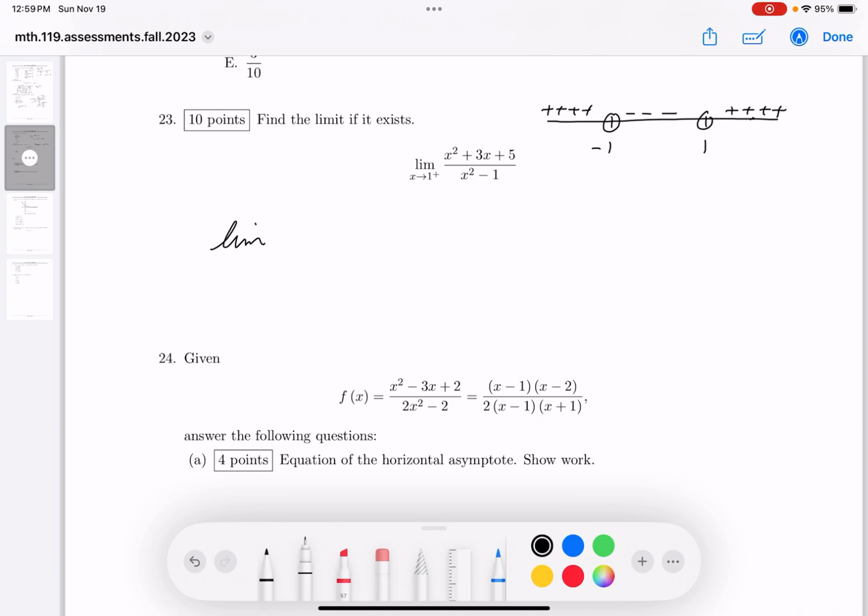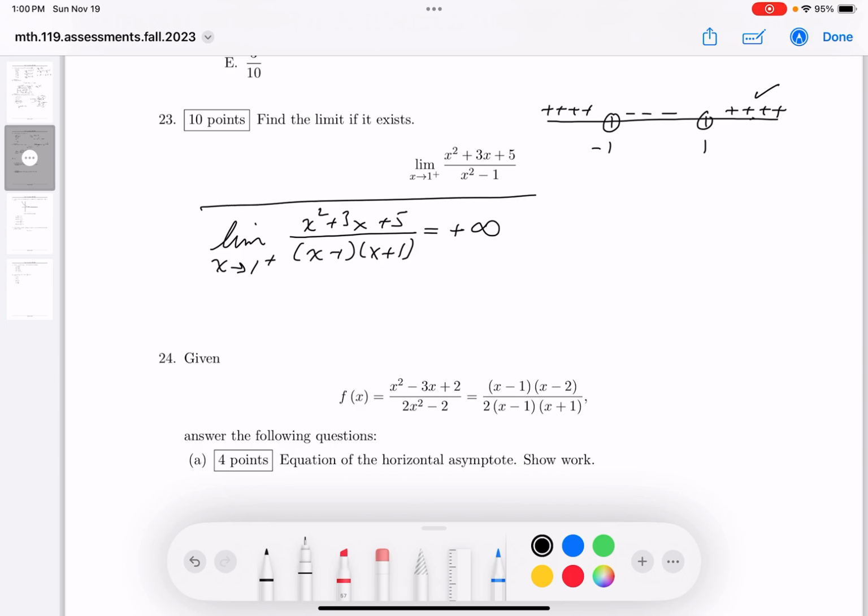Limit as x goes to 1 from the right side. And what do you get over here? x squared plus 3x plus 5. I'll write the factored forms down. x minus 1, x plus 1. What do you get over here? Well, look at it. You're to the right of 1. You're on this side. So that means it's positive. And what's happening? The top, if you plug in 1, you'd get 1 plus 3 plus 5, which is 9. It's a finite number, non-zero. And the bottom is 0. It's blowing up. So what do I know? I found the limit. And this is the work over here. By the way, you don't need to put the sign analysis down, but if you do, that's fine.